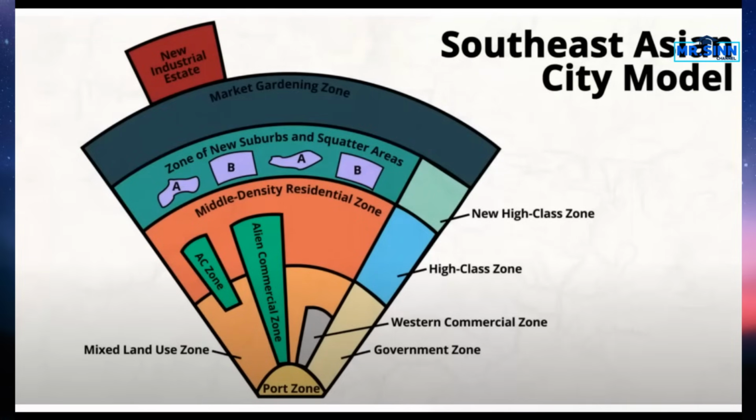So, the Southeast Asian city model here. Notice we don't have a CBD. If you're remembering what's unique here, this is definitely a unique thing. We have a port, and the port is there for a variety of reasons. Part of it is because of the geography.